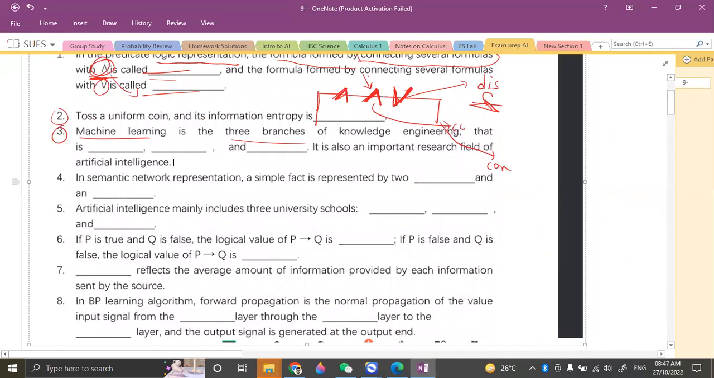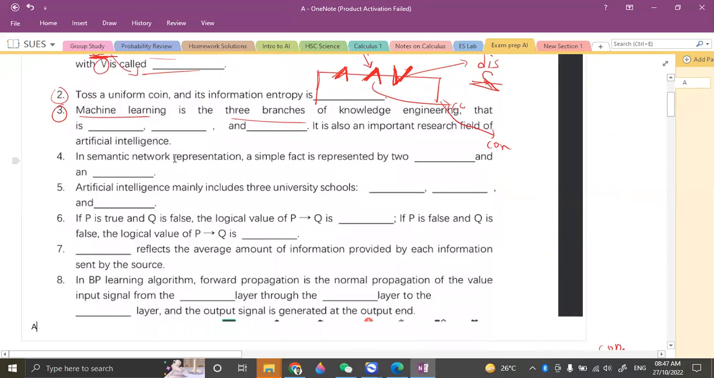But I don't hear. Knowledge, representing knowledge, representing, and using knowledge. Okay. Acquiring knowledge, representing knowledge, and using knowledge.